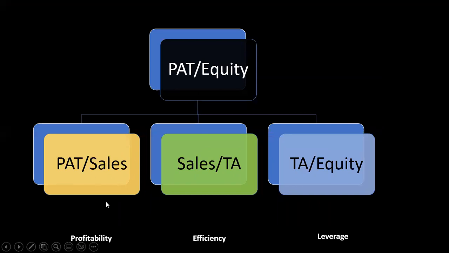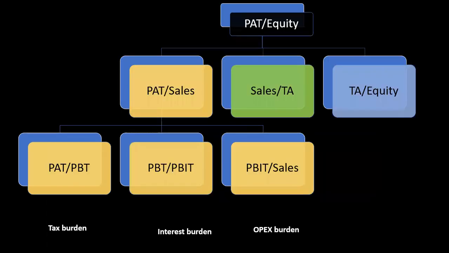Now let us examine the PAT by sales. Both the items are from the income statement. So there is a need to examine the composition of the income statement, and the composition is to explain the top line, which is sales, the bottom line, which is profit, and above the line, which are the expenses. So the DuPont analysis says that PAT by sales may be low because of the tax burden, or may be low because of the interest burden, or may be low because of the operating expenses burden.